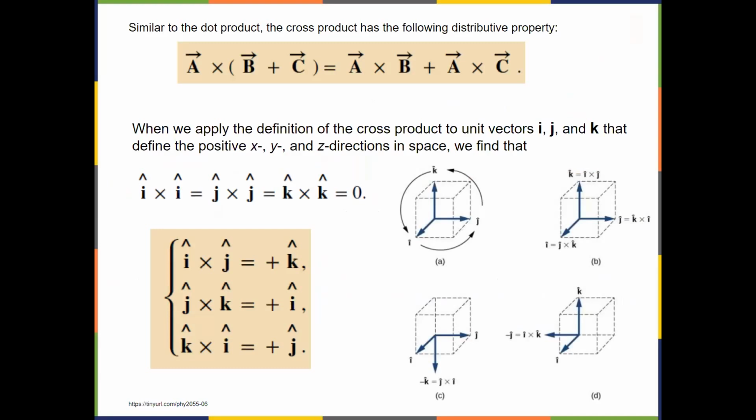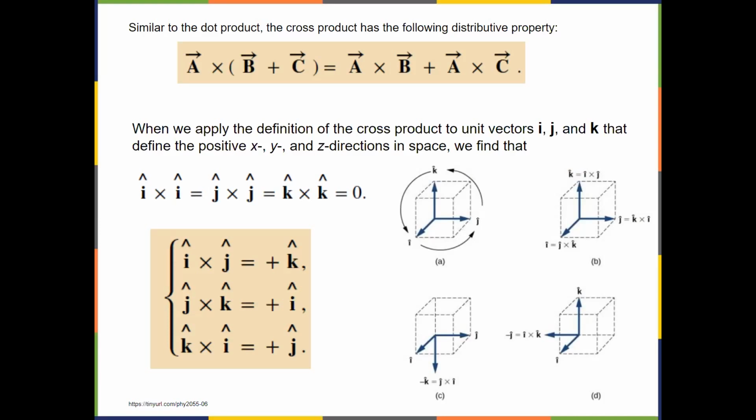Now, similar to dot product, if you do A cross (B plus C), then this is distributive, okay? So you can distribute A into the parentheses. That means you'll get A cross B plus A cross C, okay? You'll get two terms and you have two vectors to add up, okay?